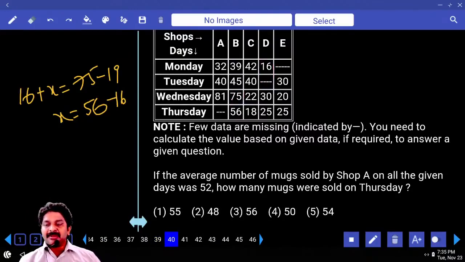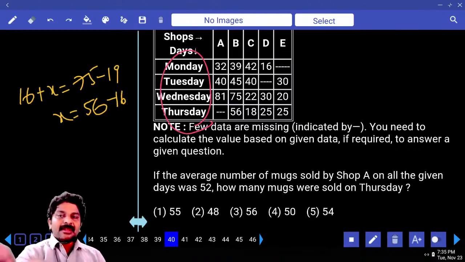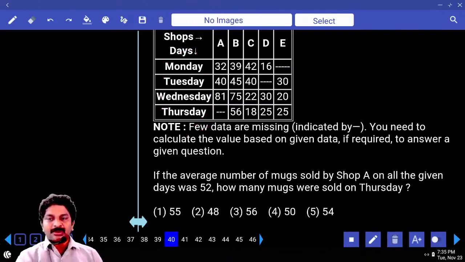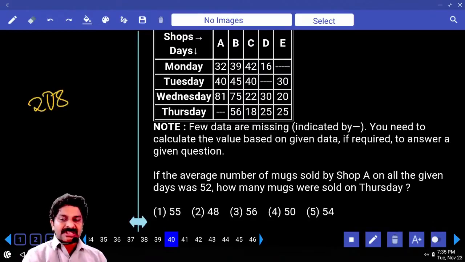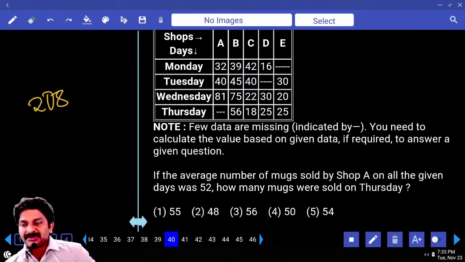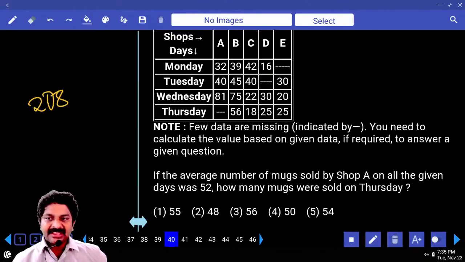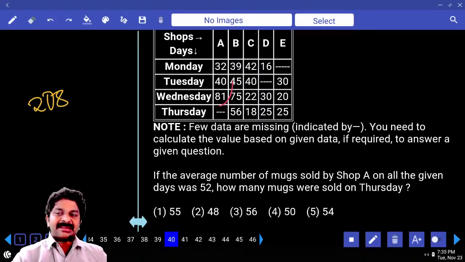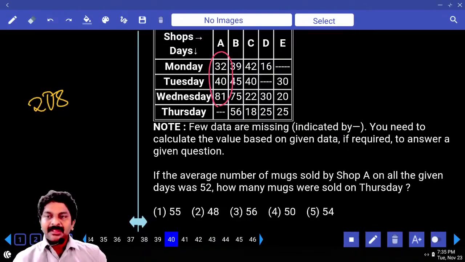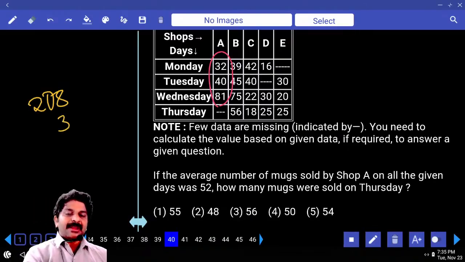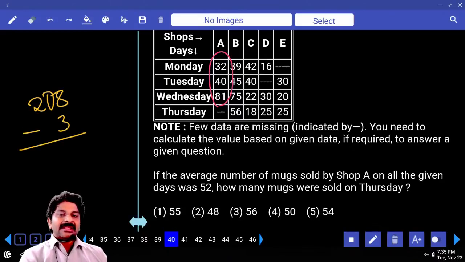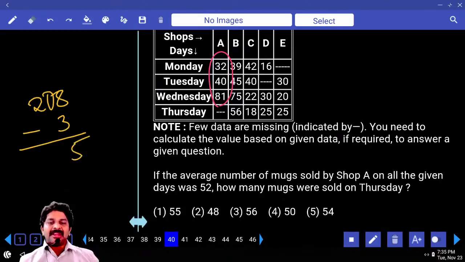If the average number of mugs sold by shop A on all given days was 52, for how many days were we given data? If the average is 52, the sum is 208. How many mugs were sold on Thursday? Except Thursday, the remaining 3 values are there. Last digit verification: 2 plus 0 plus 1 ends with 3. Then if we subtract it from 208, the answer must end with 5. How many are there? Only 1.